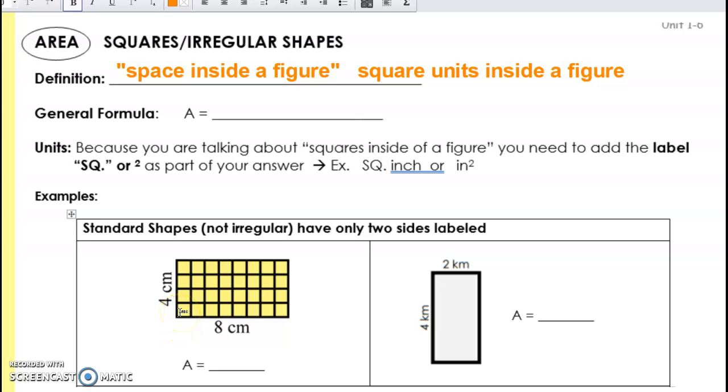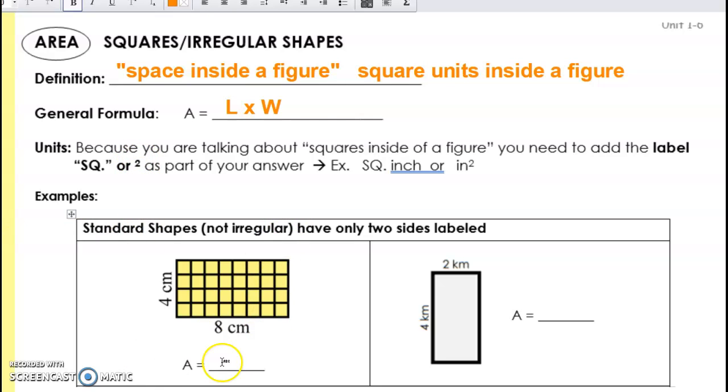So if I look at this figure down here to the left, you should remember from elementary school, when we are figuring out the space, this yellow area inside, if we divide it off into square units, we come up with an array, which means the operation of multiplying. So we are taking the length and multiplying it by the width. Because you're talking about squares inside of a figure, any label you see needs to also include square, or a little 2, this little exponent of 2.